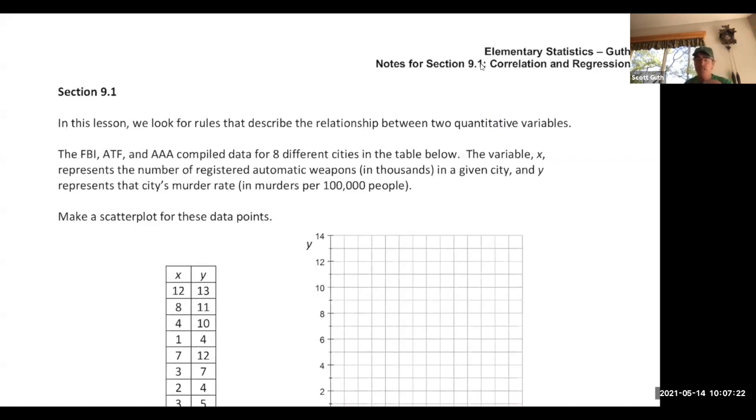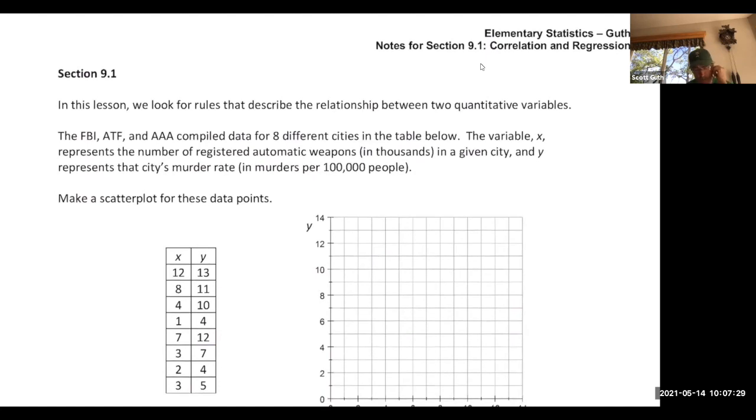Okay, so again, it's on correlation and regression. Okay, this is gonna take probably an hour and a half to get through, and we just have an hour and a half. So let's see if I can pull it off.